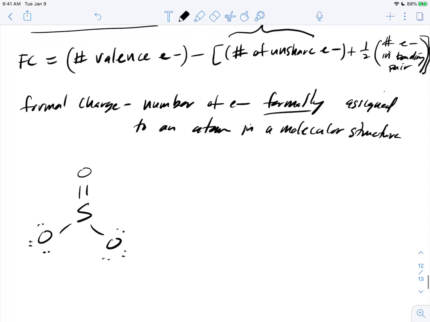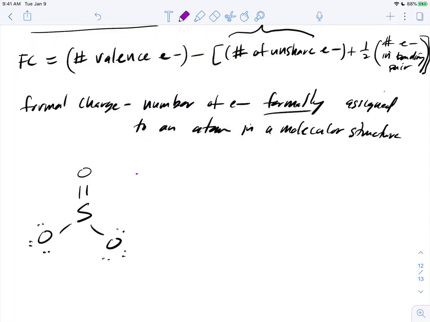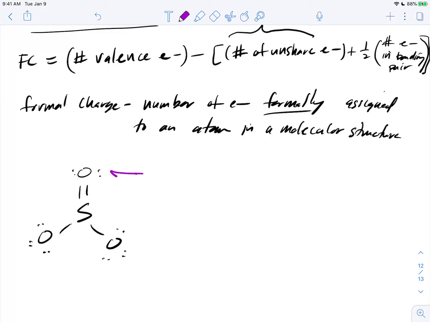If we're going to calculate the formal charge, we'll do that in purple. Let's make sure we have the right number of electrons here. Okay, so let's go and calculate the formal charge. We have three types of atoms. We have an oxygen that's double bonded. We have an oxygen that's single bonded. And we have a sulfur that has 4 bonds.